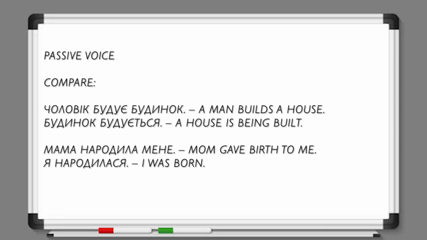Okay, so number 5, passive voice. Passive voice is rare in Ukrainian, and you'd better avoid it. But still, we use it sometimes. When it is used with imperfective verbs, we use the reflexive form. Let's compare. Чоловік будує будинок. A man builds a house. Будинок будується. A house is being built. Мама народила мене. Mom gave birth to me. Я народилася. I was born.